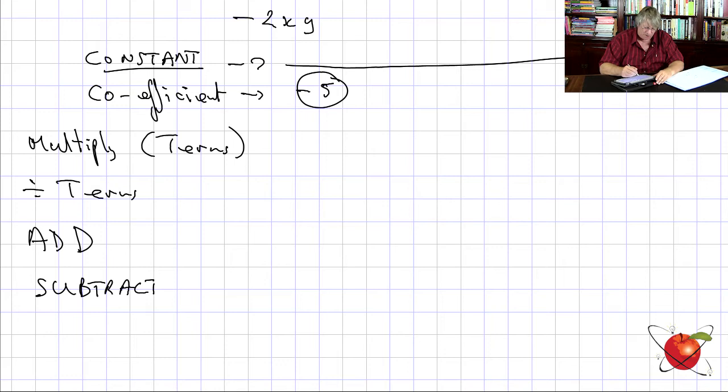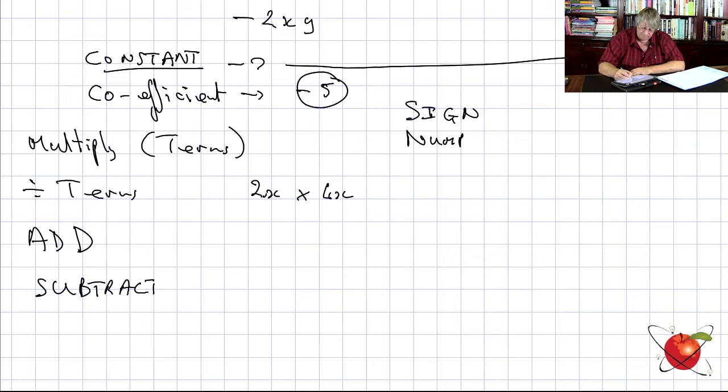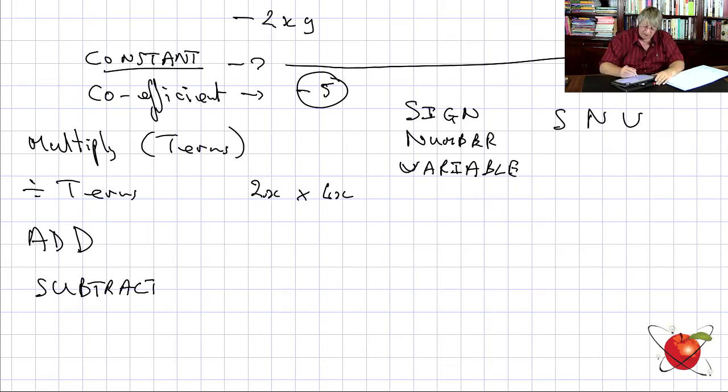Let's just take an example, right? Let's say we've got 2x, that's 2 times x, times 4x. Okay? First, this is what I want you to do always. When you're multiplying terms, do it in this order. Sign, number, variable. Okay? Sign, number, variable, SNV. The sign here is a plus times a plus is a plus. 2 times 4 is the number is 8. X times x is x squared.